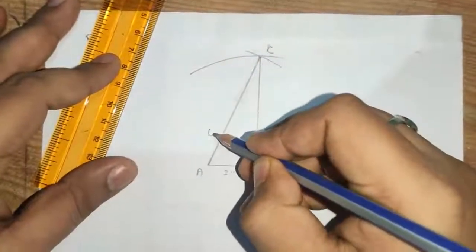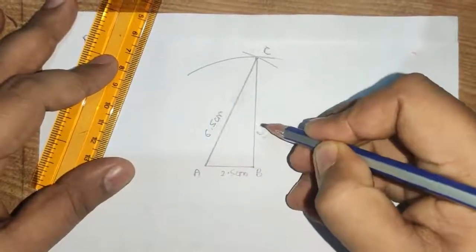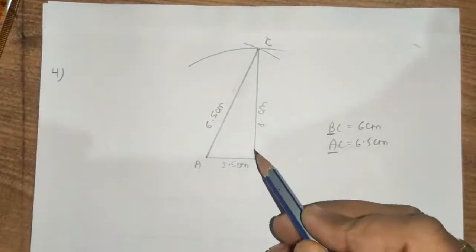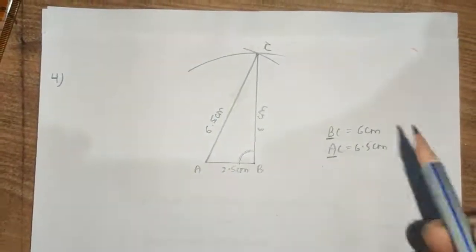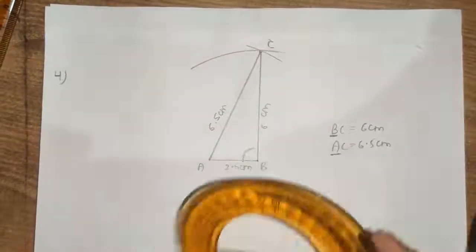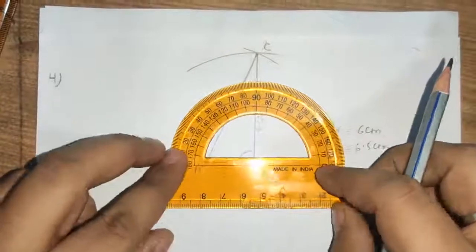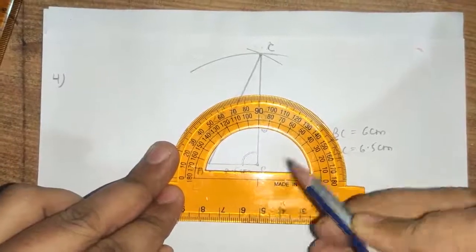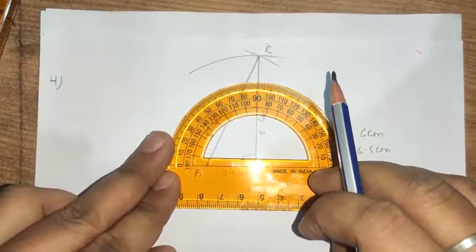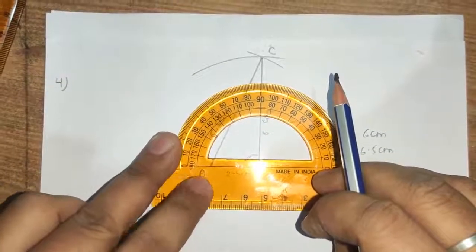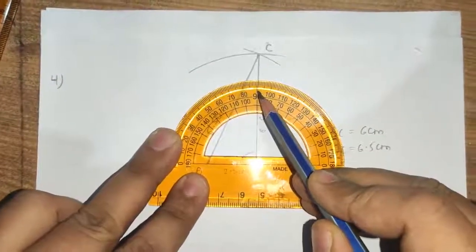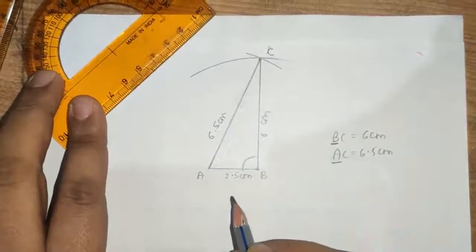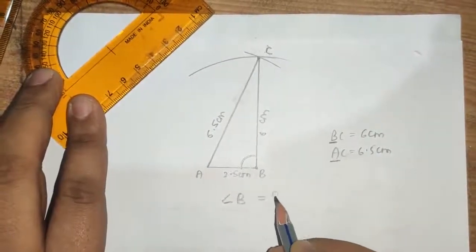Here we will write this is 6.5 centimeter and this is 6 centimeter. Now one more question is there, measure this angle B. So we will measure angles using this, which is called protractor. Here this point should lie on this point. So we will put it. Now you can see this is exactly 90 degree angle. So here we will write angle B is equal to 90 degree.